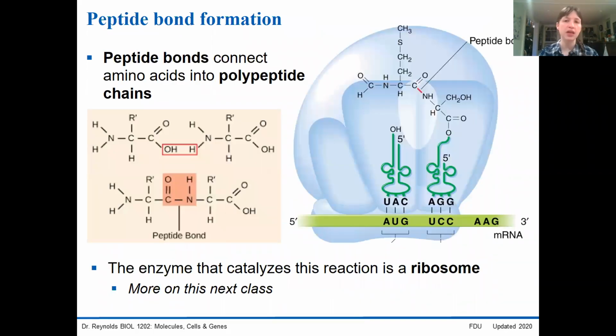When you connect amino acids together, the bond between them is known as a peptide bond. So we call long chains of amino acids polypeptide chains. The enzyme that is responsible for synthesizing the peptide bond is a ribosome. Ribosomes are going to be responsible for forming proteins. And since the bond that holds the monomers of proteins together is known as a peptide bond, forming these polypeptide chains, ribosomes are responsible for that synthesis.